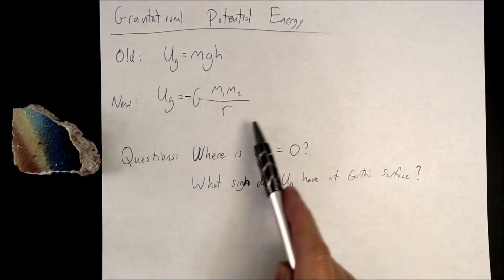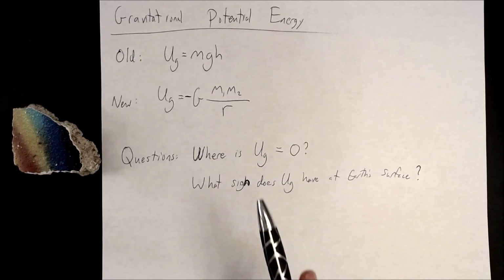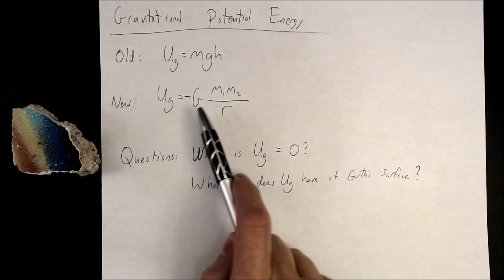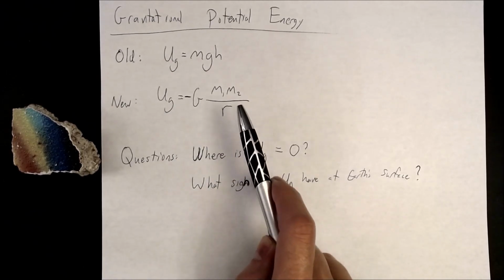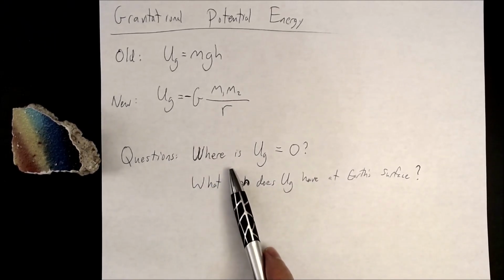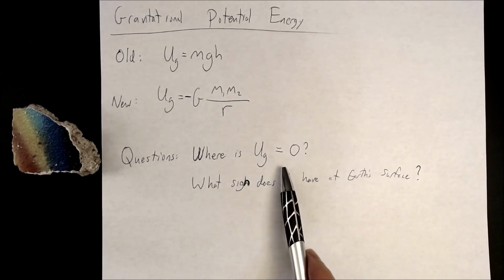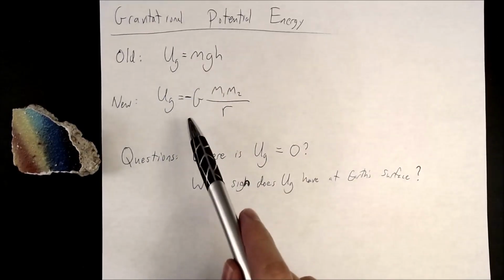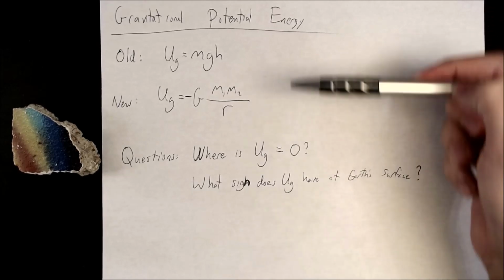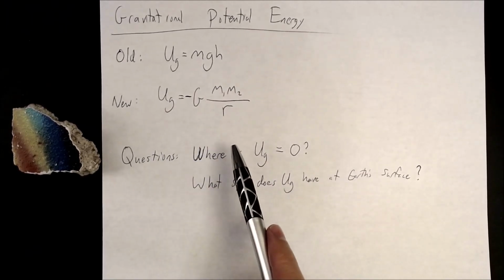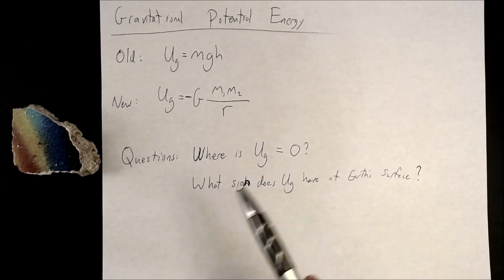This looks very similar to the equation for the force of gravity, except the force of gravity does not have a negative, and the force of gravity does have a square there. Now, questions for you. Where in the universe is the gravitational potential energy equal to 0 according to this equation? When we were using mgh, we could set 0 to be wherever we wanted. We could define a height to be 0. Well, that's not going to be true here, and I want you to determine where in the universe gravitational potential energy is equal to 0.